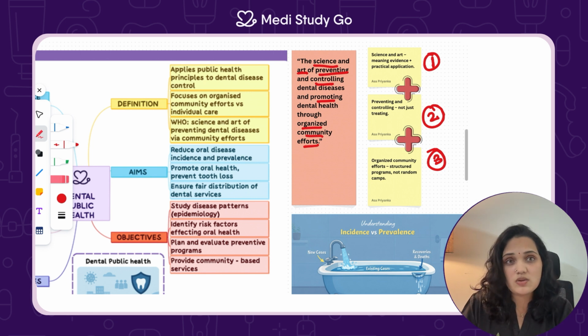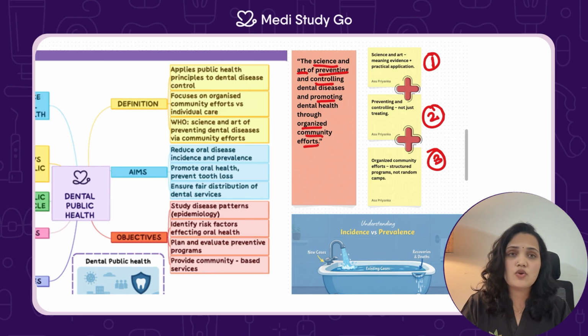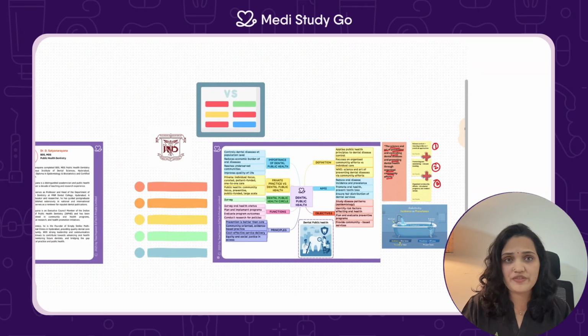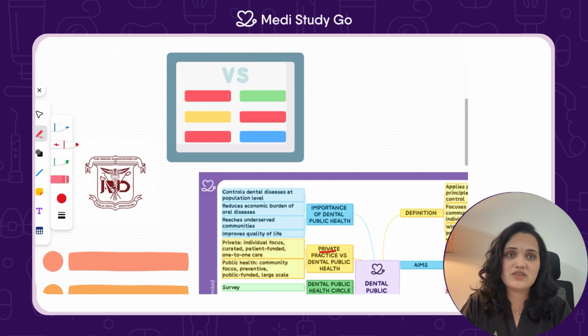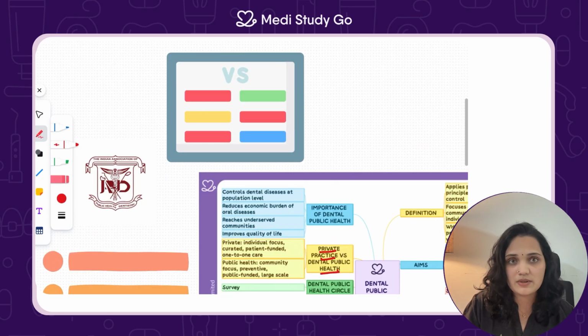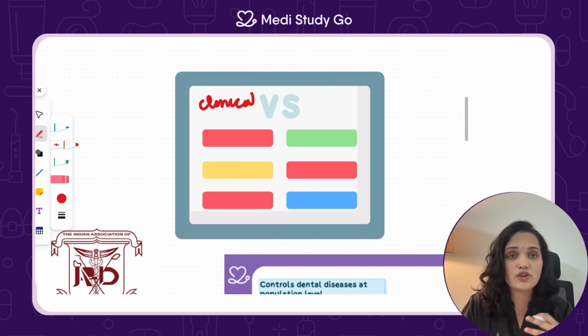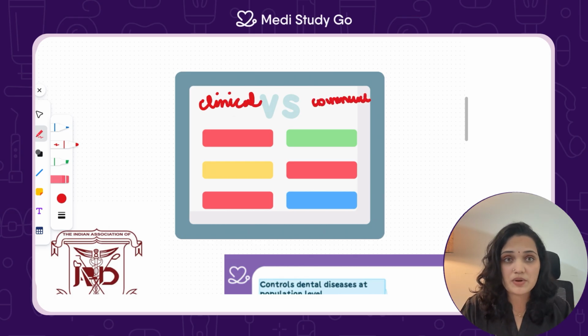In Medi Study Go, this is exactly how I train you to decode any definitions, so you write it with understanding and not fear. Now, let's see what private practice versus dental public health looks like. And make this contrast permanent in your mind, because this is very important.